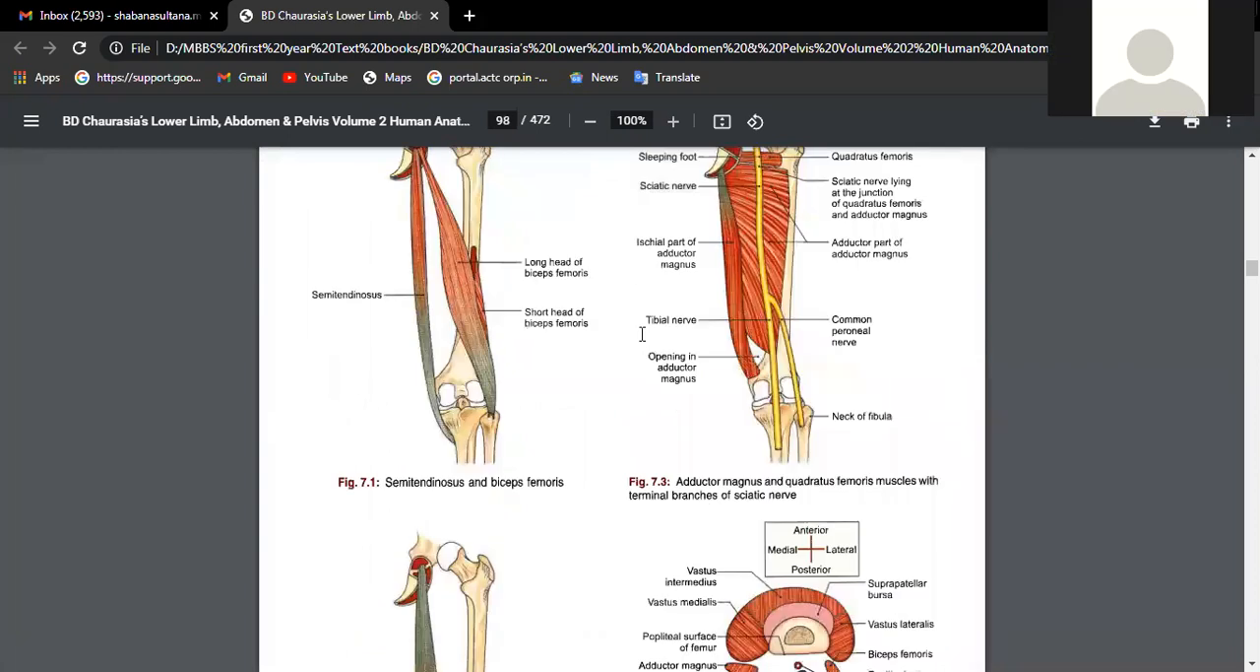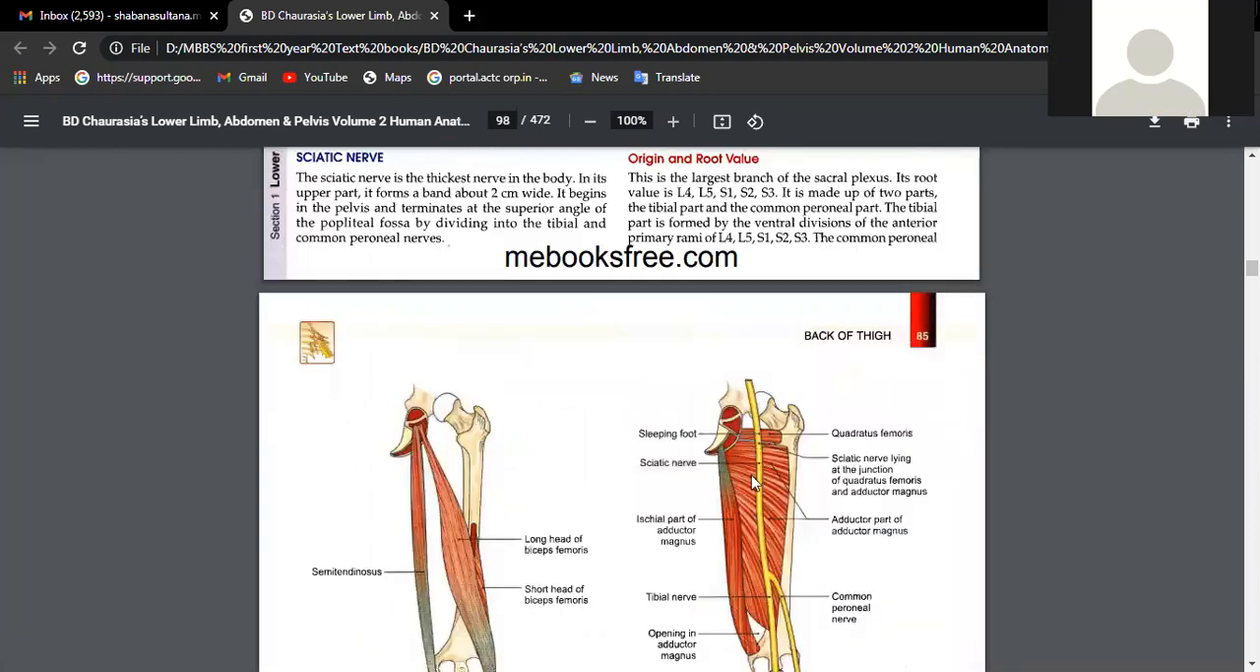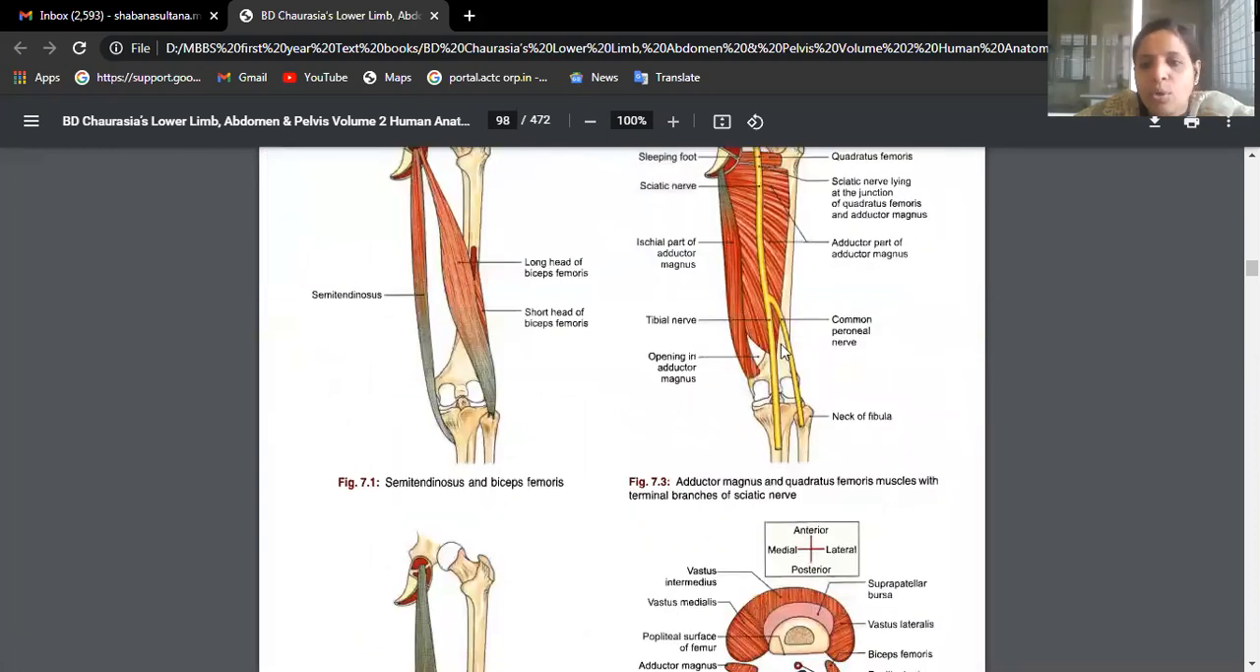Okay. Yes. This is sciatic nerve, complete sciatic nerve. You can see it is bifurcating into two. This is popliteal fossa only, behind the knee joint. The bifurcation is tibial nerve medially, common peroneal nerve laterally.